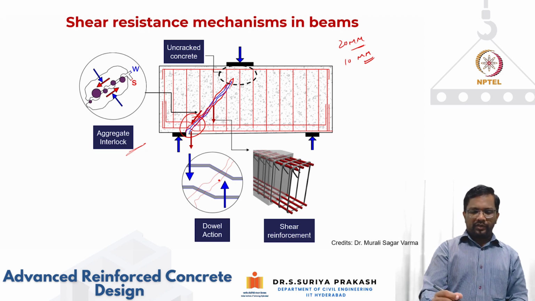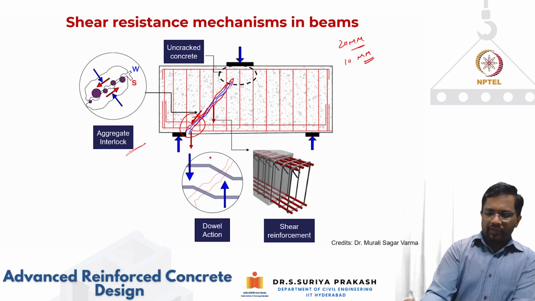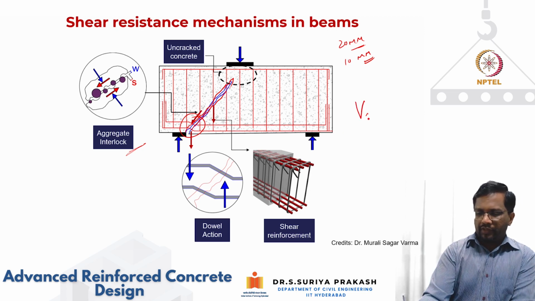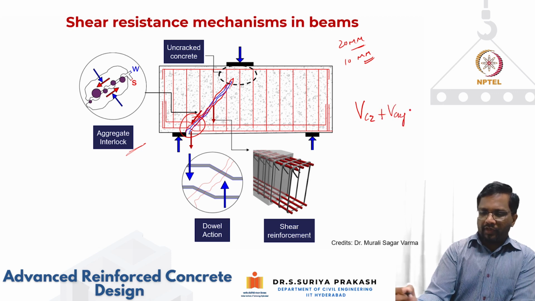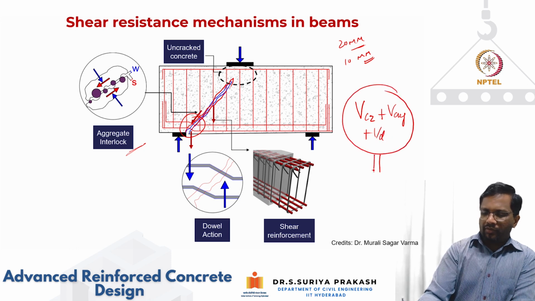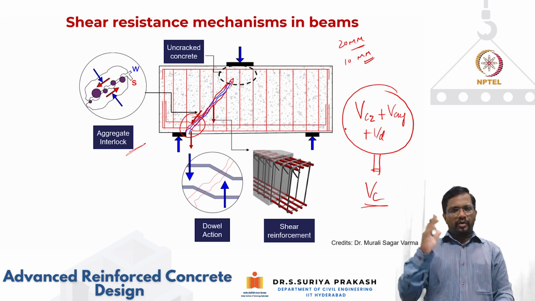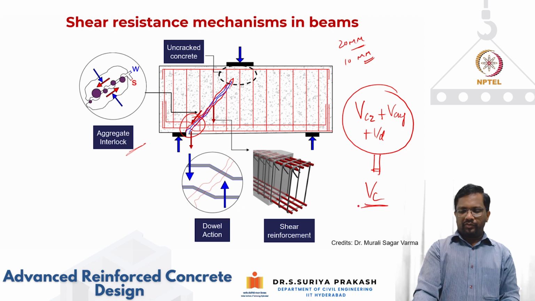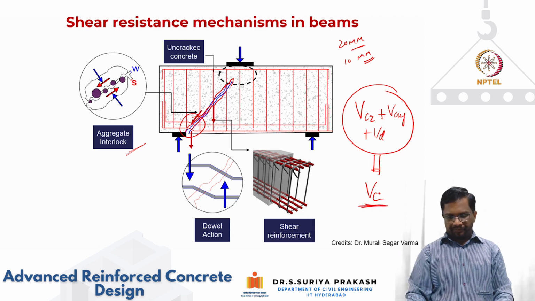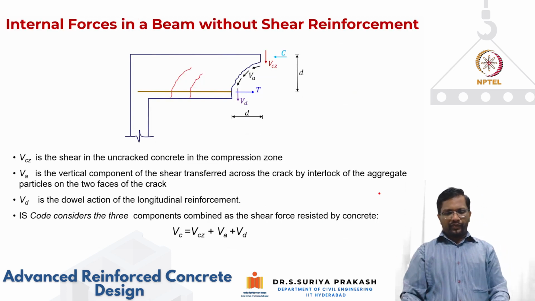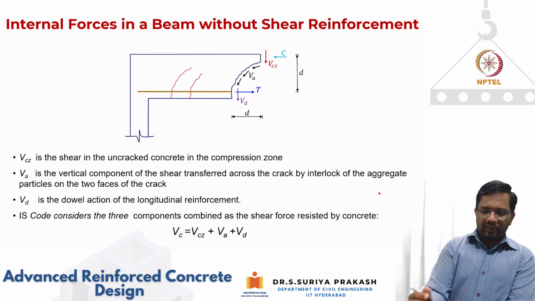So usually, for internal resistance, we club all these things together. We put Vc, which is your uncracked concrete plus the vertical component of your aggregate interlock plus your dowel action. All of these are clubbed together in your code and given as Vc, because each of them is going to vary depending upon the amount of load resistance that is going to be there. So the code is lumping everything and giving us one simple expression in terms of Vc. So this is what we have.